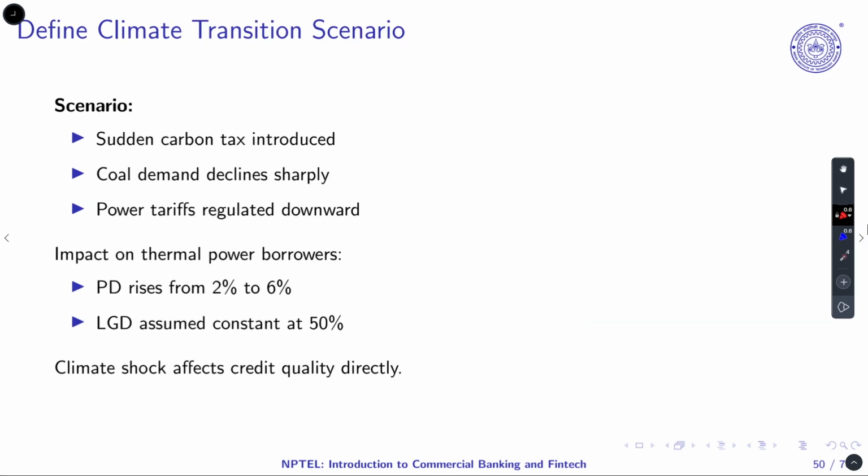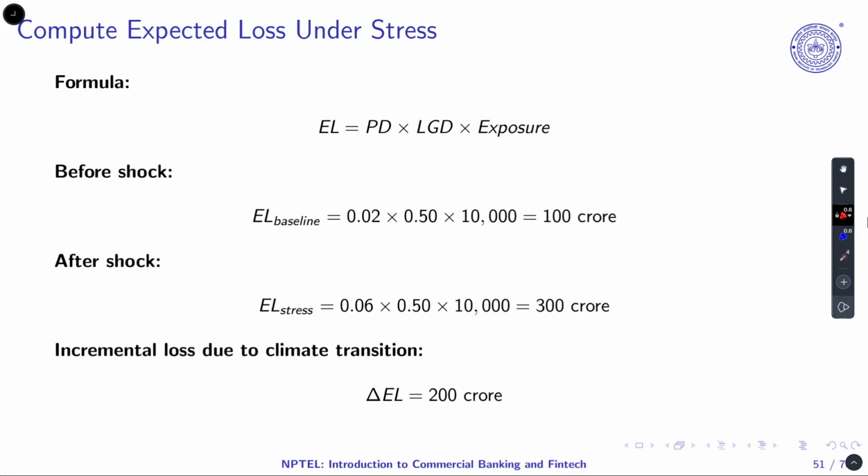So for example, suppose you have a sudden carbon tax introduced, transition risk, coal demand declines sharply, the power tariff is regulated downward, and as a result your PD increases, LGD also increases, and this will have further impact. Now you can see how much we are seeing. Here the expected loss is 0.02 and 0.5, so it is 100 crore. The expected loss under stress is 0.06 and 0.50, and it is 300 crore. So overall the incremental loss due to climate transition is 200 crore.